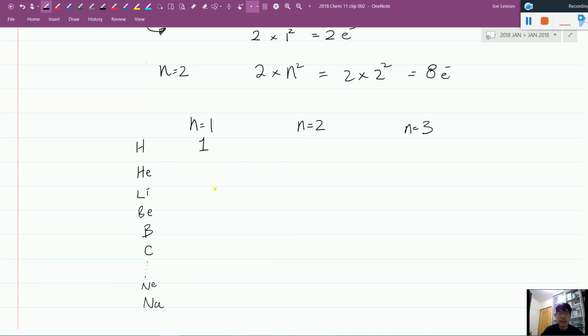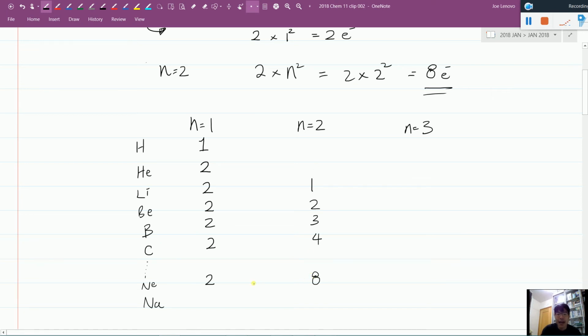Then the next one is helium. We have 2 in the first shell. Then 2 and 1 for lithium. Beryllium is number 4, so 2 and 2. Boron is 2 and 3. Carbon is 2 and 4. And all the way to neon. Neon is number 10, so it's 2 and 8, because we know from the calculation that the maximum for the second shell is 8.